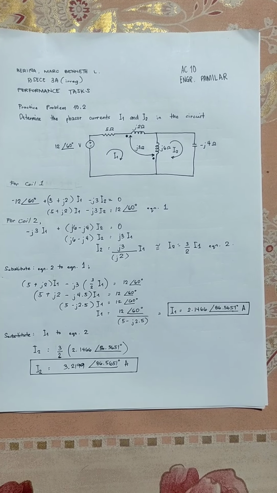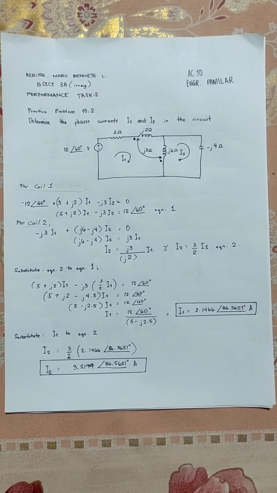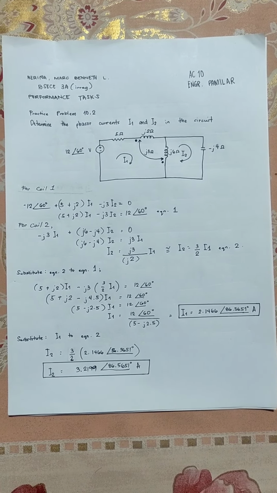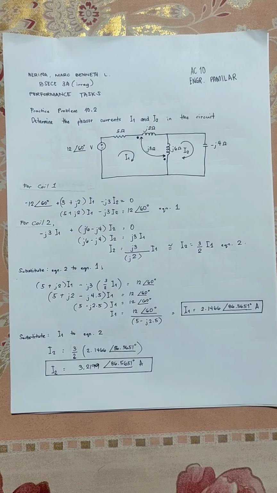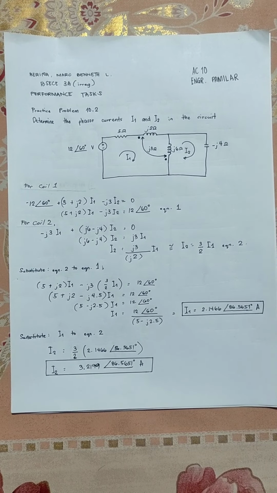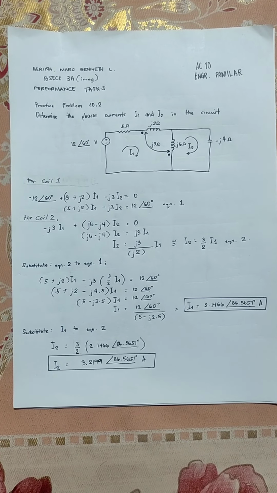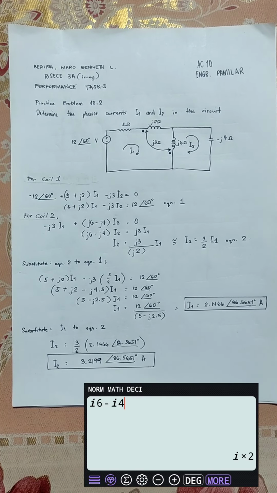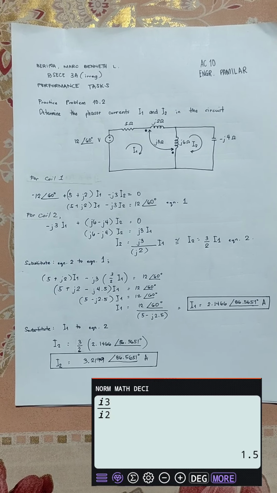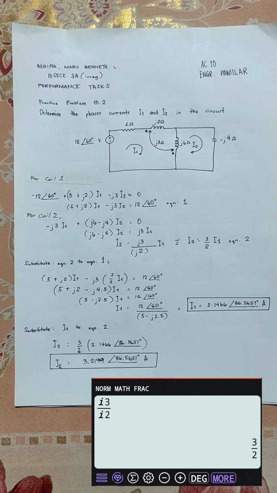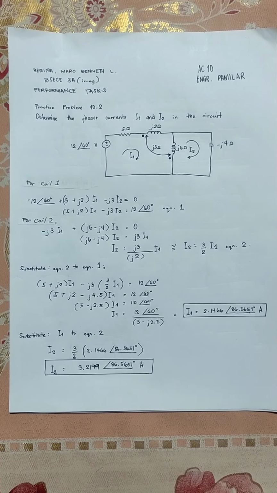For coil 2, negative j3 I1 plus (j6 minus j4) I2 equals 0. We will transpose negative j3 I1 to the outside of the equal sign, and (j6 minus j4) I2 is now equal to j3 I1. To get the value of I2 for our equation 2, we will divide j3 over j6 minus j4, which is j2. j3 over j2 is equal to 3 over 2. Our I2 is now equal to 3 over 2 I1, or equation 2.